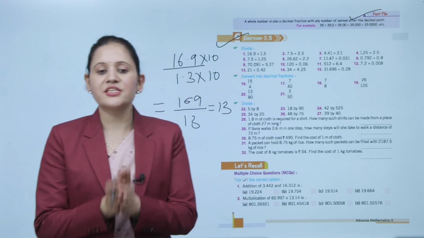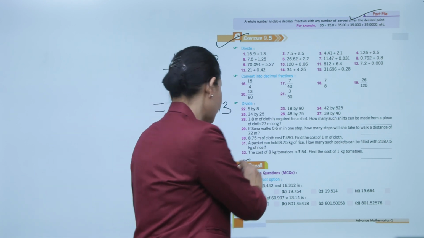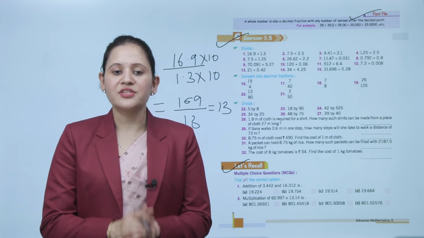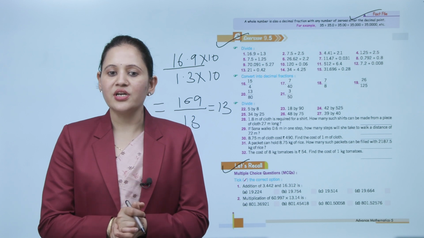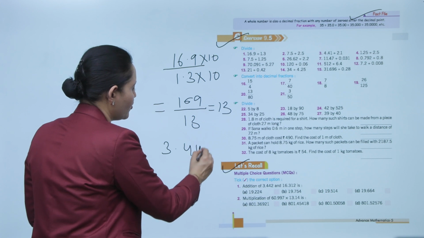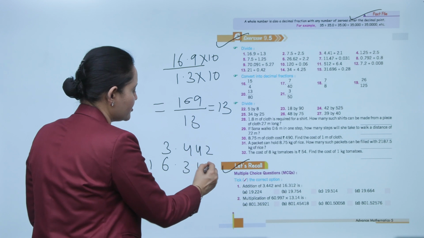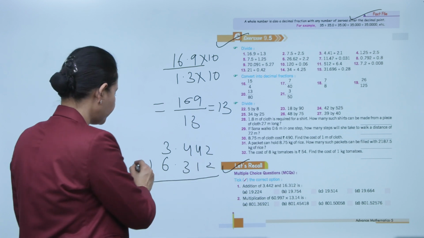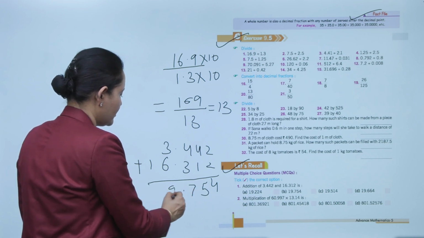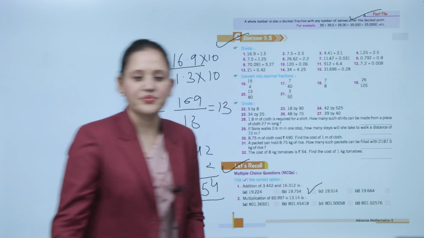Clear? So practice all the questions of this exercise. Next is let's recall. Multiple choice questions. Take the correct option. Addition of 3.442 and 16.312 is 3.442 and 16.312. We'll add them. 19.754. So B is the correct option here.